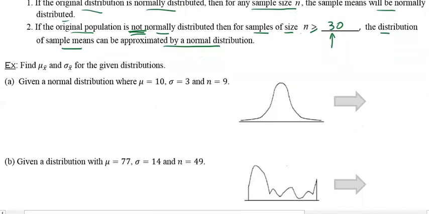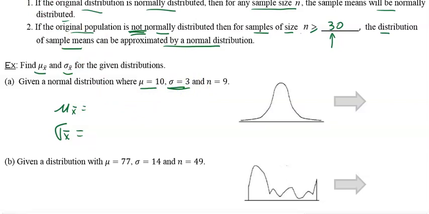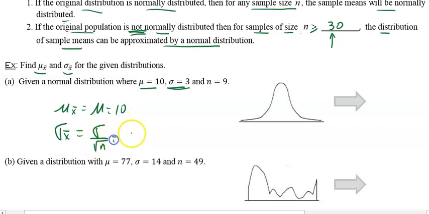So here's an example. Find the sample mean and the sample standard deviation for the given distribution. Given a normal distribution with a mean of 10, the mean of the sample distribution is 10. And the standard deviation of the means would be 3, which is the standard deviation. You know what? I should write that in notation first. So that is the same as the population, which is 10. This is the population standard deviation divided by the square root of n. That is 3 divided by 3, which is 1.